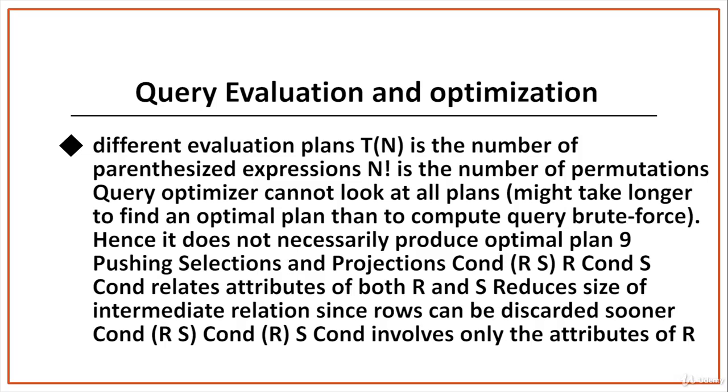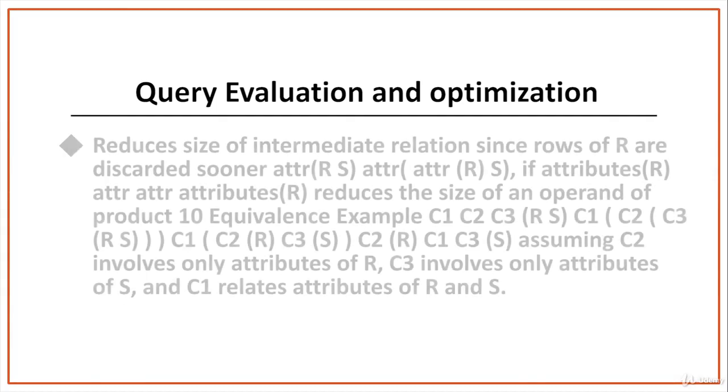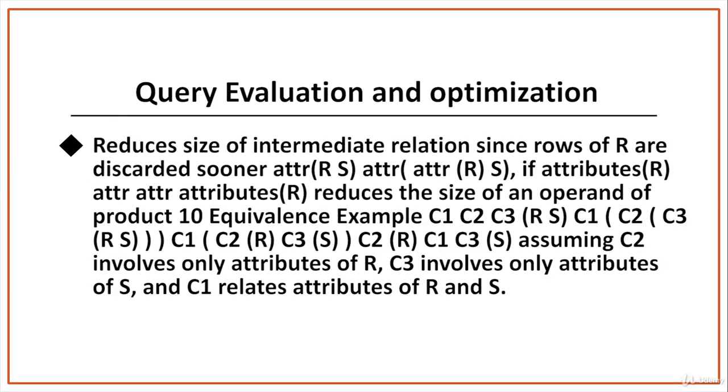Pushing selections and projections. σ Cond (R join S), where Cond relates attributes of both R and S. Reduces size of intermediate relations, since rows can be discarded sooner. σ Cond (R join S) equals σ Cond (R) join S, where Cond involves only the attributes of R. Reduces size of intermediate relations, since rows of R are discarded sooner.